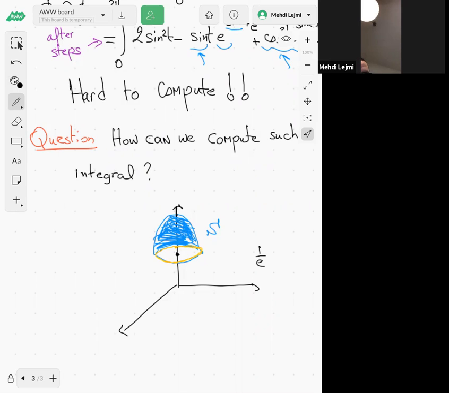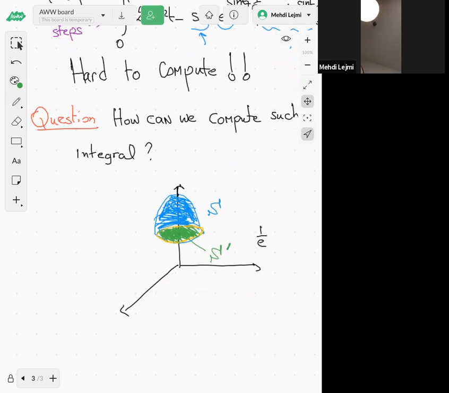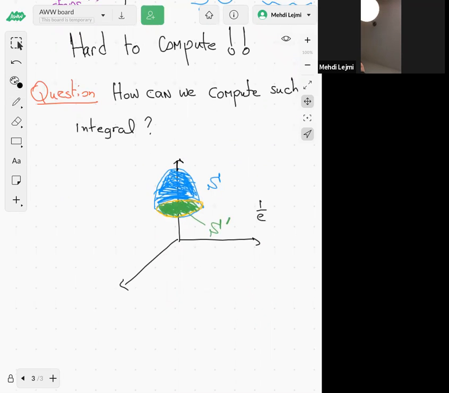So if you consider now a different surface, I'm going to take this surface, which is the disk, the bottom of my surface S, this disk here. Let's call this disk S prime.